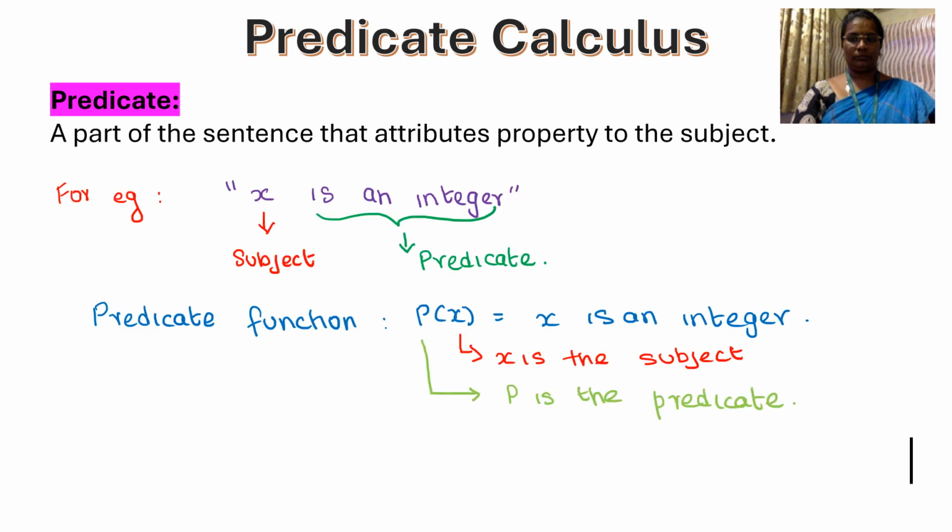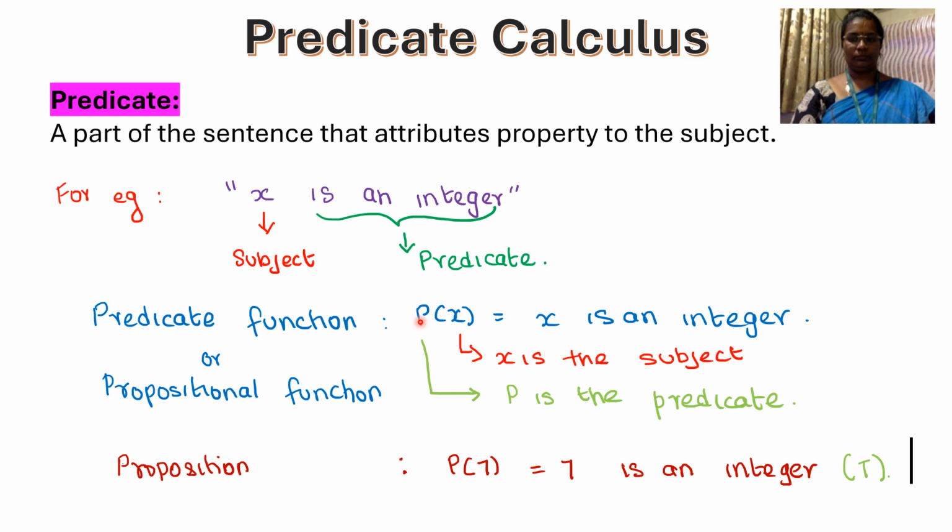So if you just look into the example, x is an integer. Now here x is the subject and "is an integer" is the predicate. So the predicate function or the propositional function could be stated as P of x, which is nothing but x is an integer. So here x takes the part of the subject and P is the predicate.